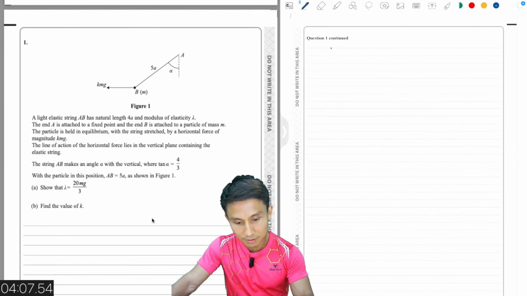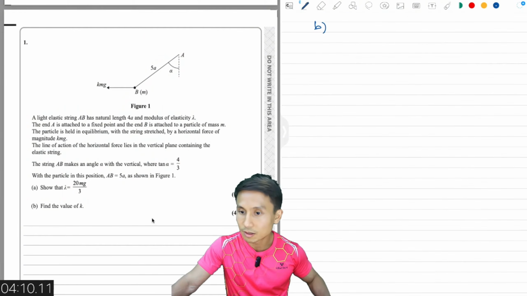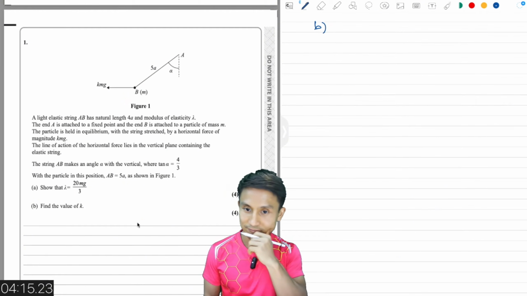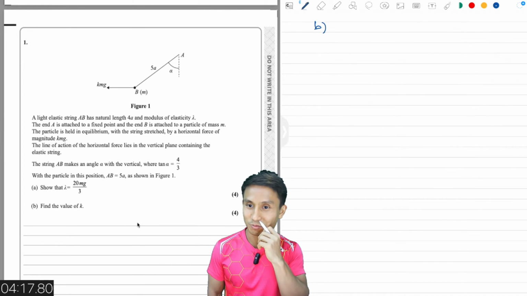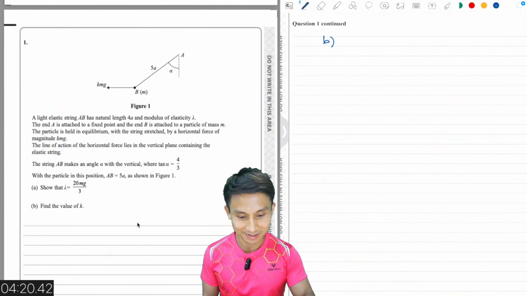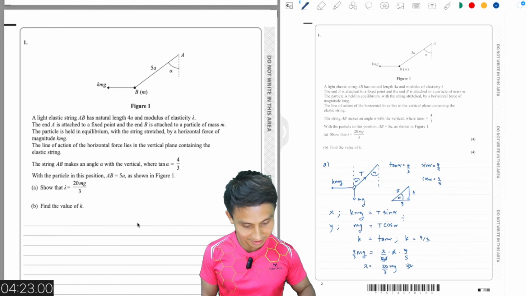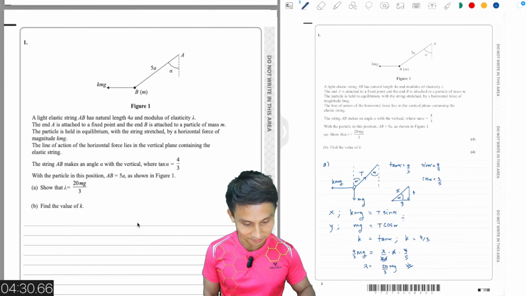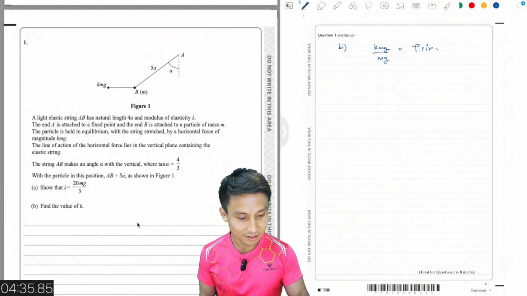Okay, part B. Find the value of k. Well, I think we got that already, didn't we? Somehow I got it before A. Okay, but I'm just going to write the working again maybe. So kmg divided by mg equals T sine alpha divided by T cos alpha, right? So k is just tan alpha, which equals 4/3.